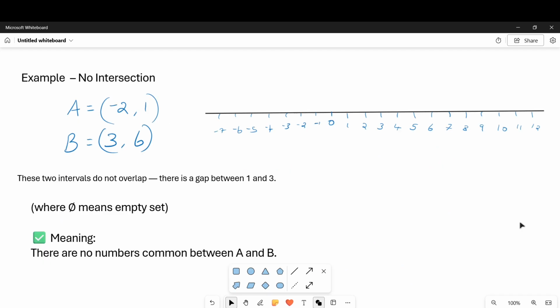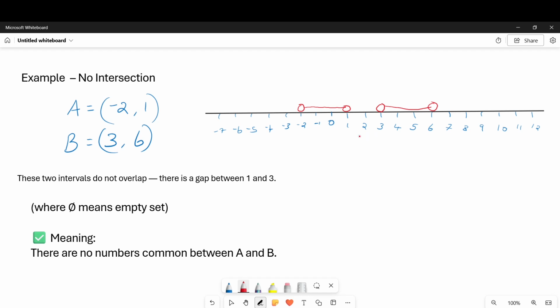One more example I need to explain in the intersection side. In this example, there is no common region between these two intervals. So how will we represent and write it? First I'm just representing these intervals on the number line. They are not connected.